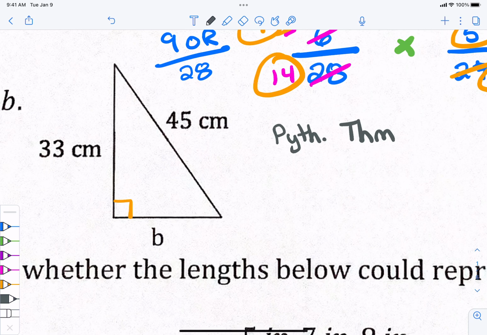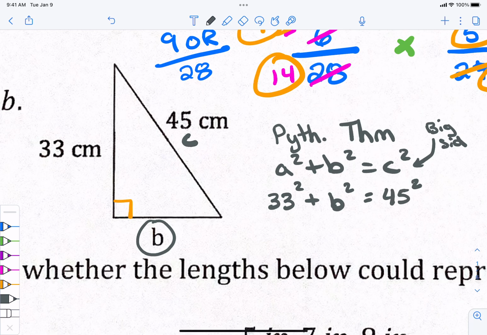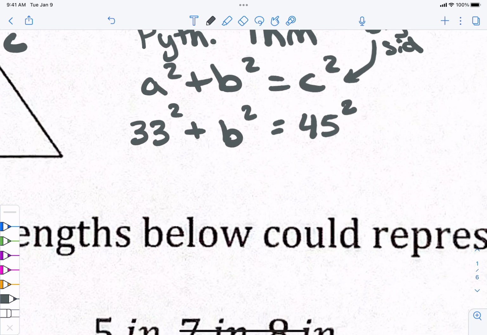Pythagorean theorem is A squared plus B squared equals C squared. Which side is side C? The longest side, the big side. So side C has to be 45. From there, it doesn't matter which one I call A and B, right? Well, B is already labeled as B, so A must be 33. So I plug 33 in for A, I leave B as B, and C becomes 45. Okay, then what?